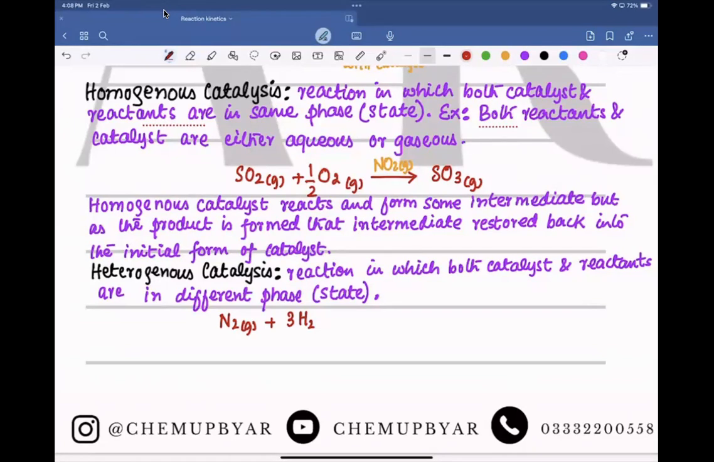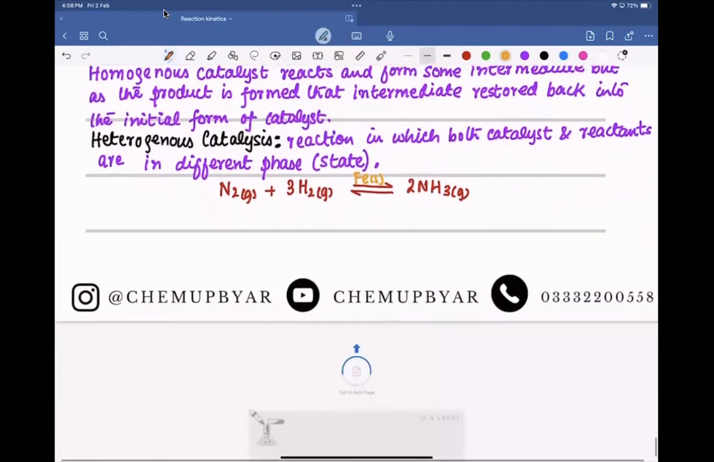Okay. So nitrogen and hydrogen gas react, and as a result, they form ammonia gas. And for this reaction, the catalyst we use is iron, which is solid. So see, the gas reactants are in the gaseous state and the catalyst is solid. So this is a heterogeneous catalysis.